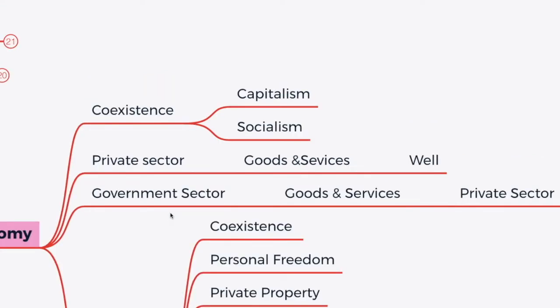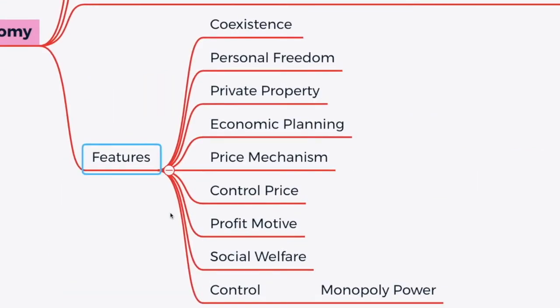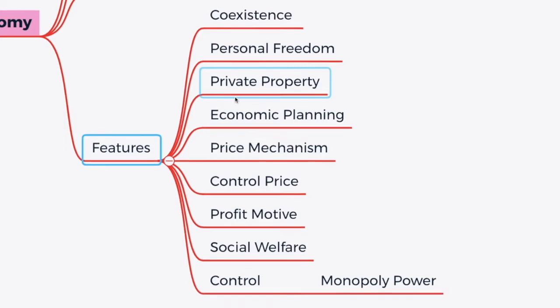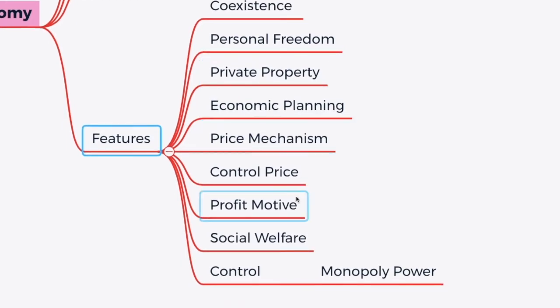And what are its features? Most important one is coexistence. That means combination of capitalism and socialism. Second is personal freedom. Third, private property, economic planning, price mechanism, control price, profit motive, social welfare, and control of monopoly power. Now I want you to go and look for the meaning of monopoly power.